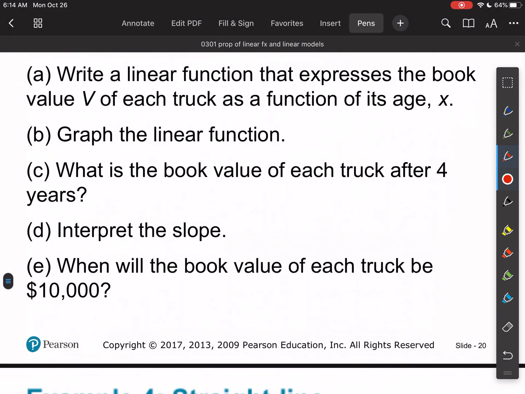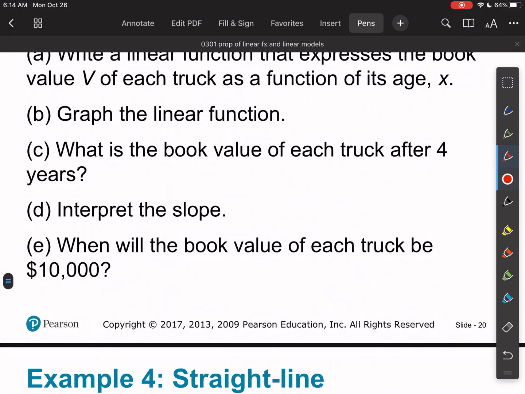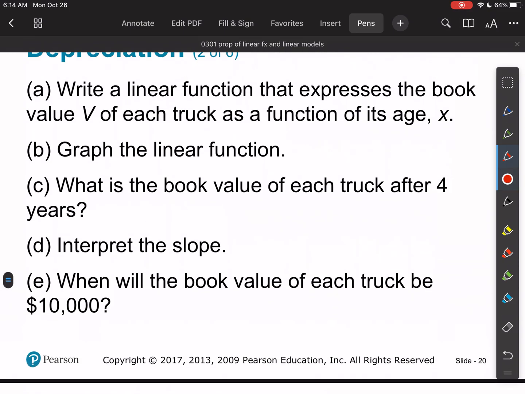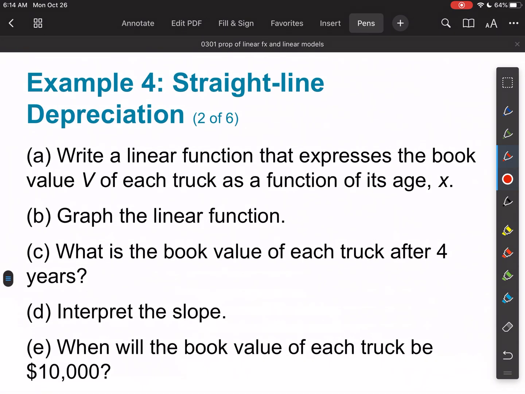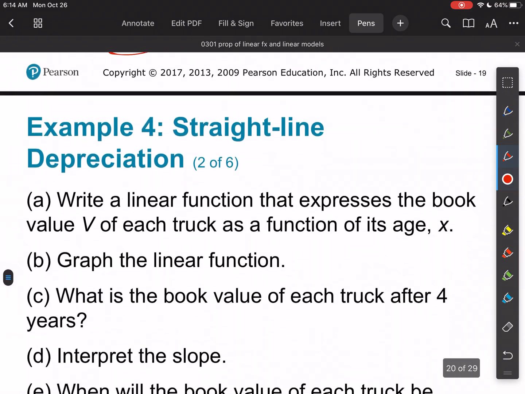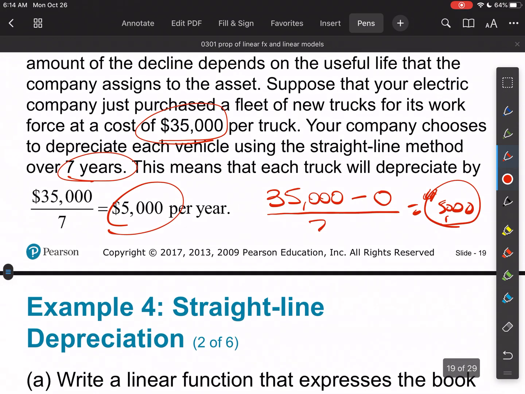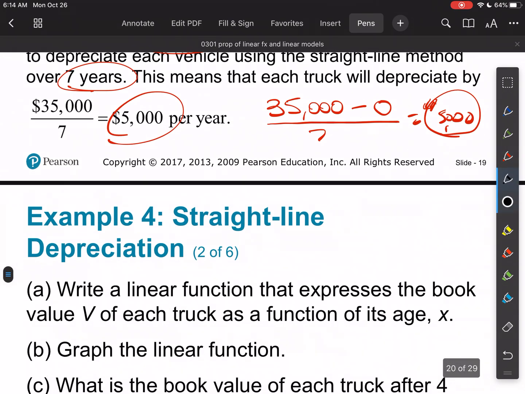Oh, they want you to graph it. What's the book value after 4 years? Interpret the slope. Okay, so if we're to graph this, the slope is 5,000, right? So what that looks like is at year 0, we're at 35,000. When you go to graph this, we'll call this 35K. Year 0, we're here, and then we go to year 1.